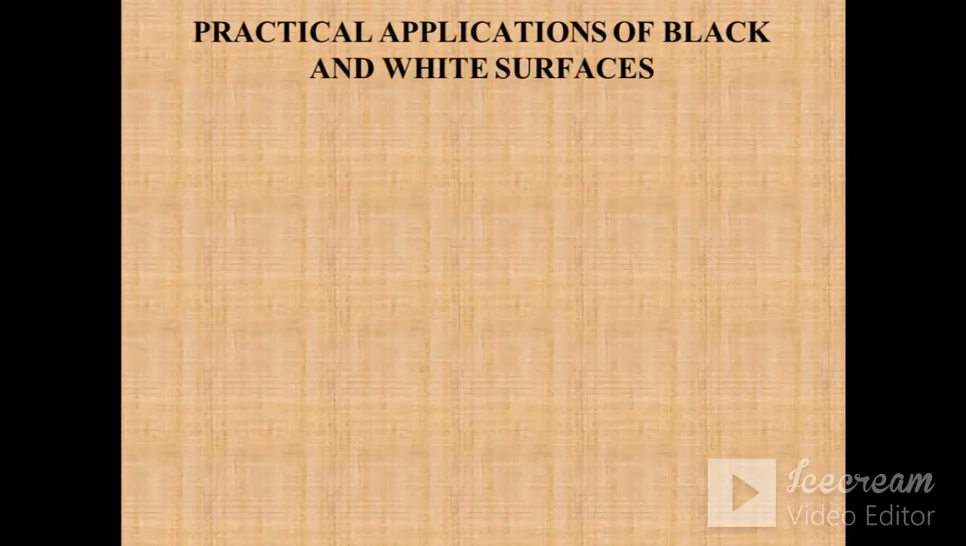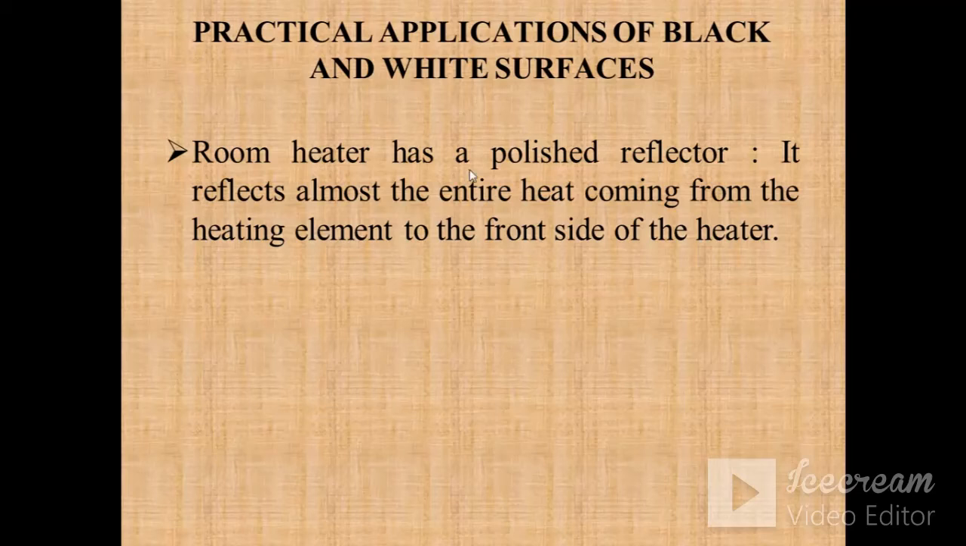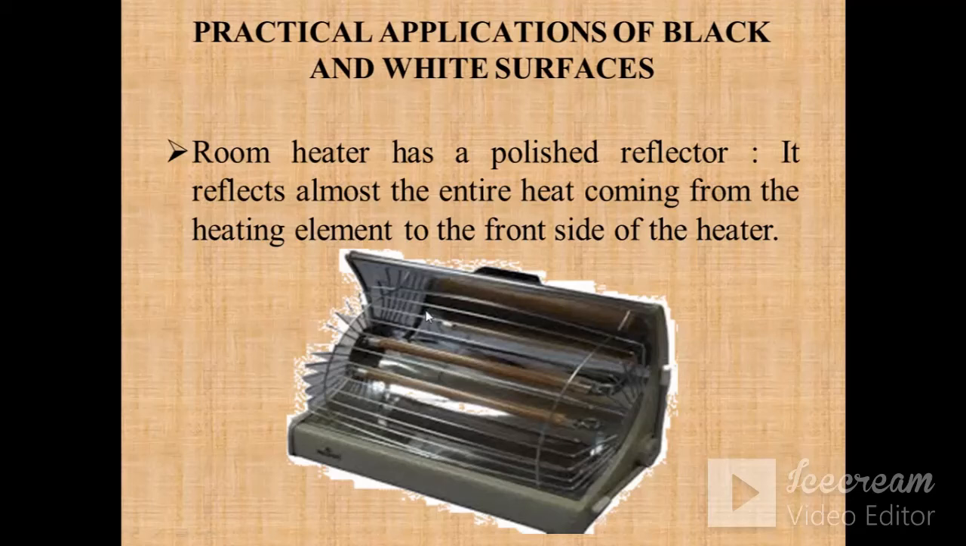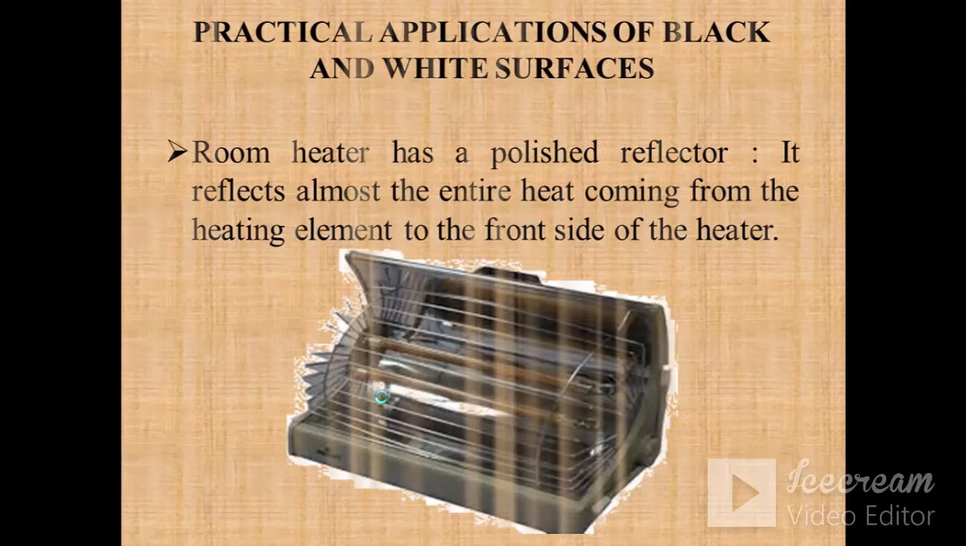So here you can see this room heater has a polished reflector. You must have seen the room heater. The reflector of the room heater is polished. Why? So that whatever heat is generated here due to these coils should be reflected entirely into the room. This polished surface reflects almost the entire heat coming from the heating element to the front side of the heater. That is why effective heating is taking place.